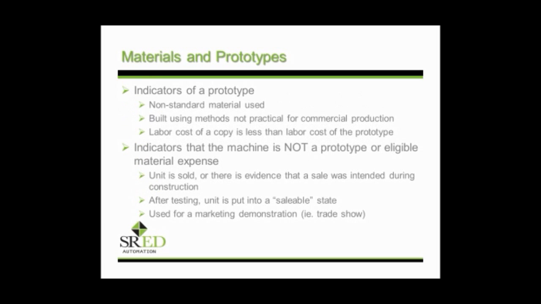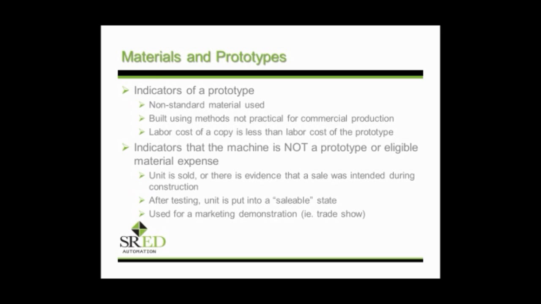Now, materials and prototypes, indicators of those would be non-standard material being used. Building using methods not practical for commercial production. And of course, the labor cost of a copy is always going to be less than the copy of a prototype. An indicator that a machine is not a prototype or eligible material expense would be the unit is sold, or there's evidence the sale was intended during the construction.